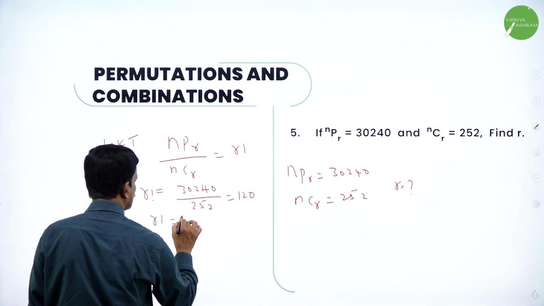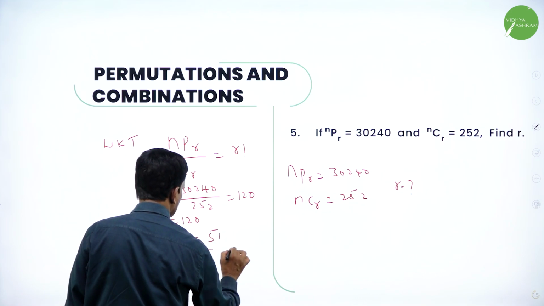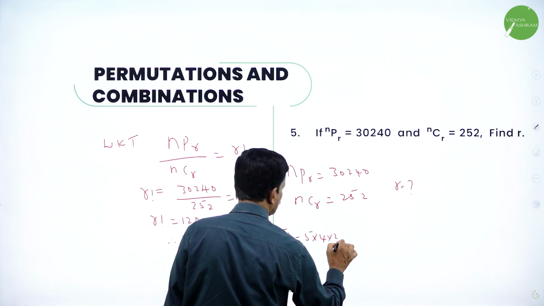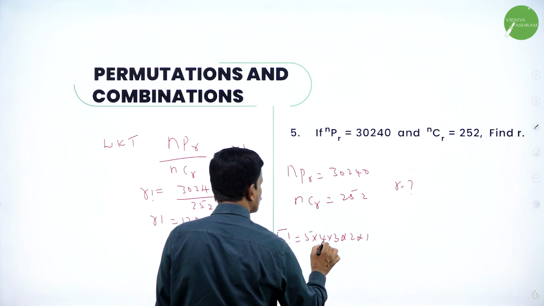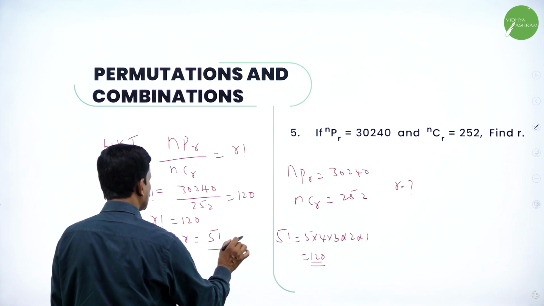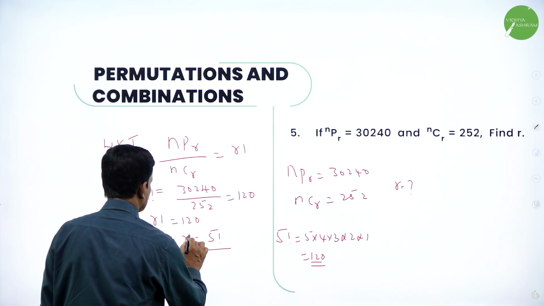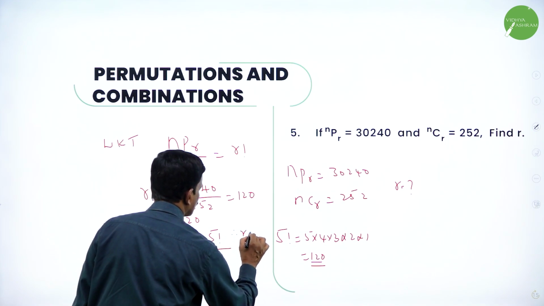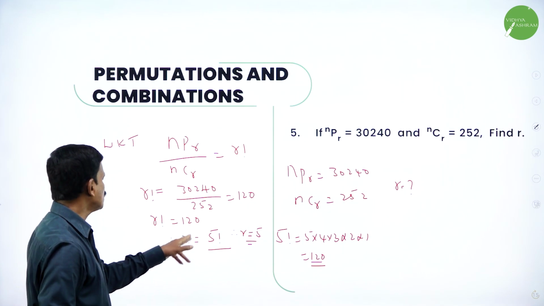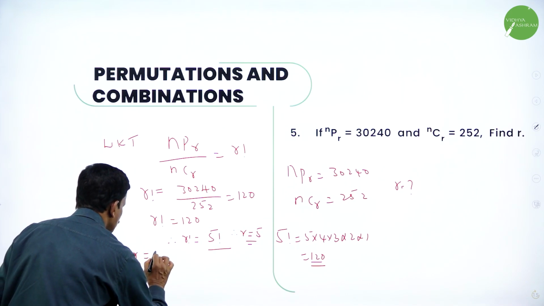So r factorial is equal to 120, therefore r is equal to 5, because you know what 5 factorial is? 5 into 4 into 3 into 2 into 1. 5 4s are 20, 20 into 3 is 60, into 2 is 120. So 120 can be written as 5 factorial, right? So that means r factorial is equal to 5 factorial, therefore r is equal to 5.